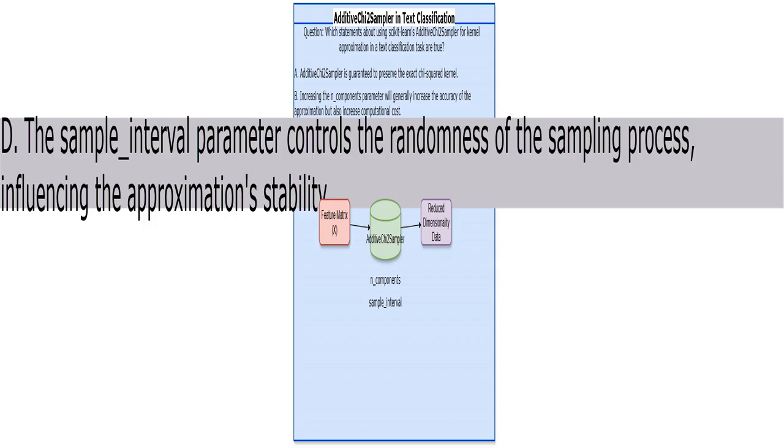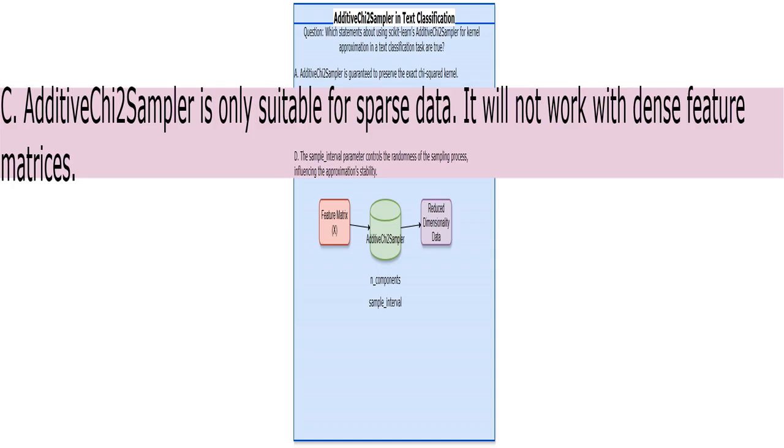This is true. The parameter sample_interval controls how frequently AdditiveChi2Sampler samples features. This influences randomness and affects how stable the approximation is. Different values will give slightly different results. This is false.